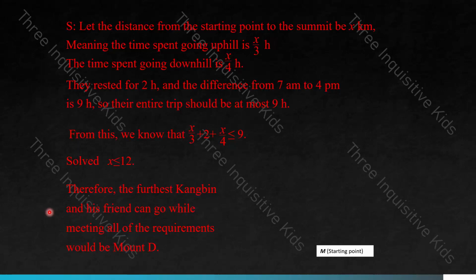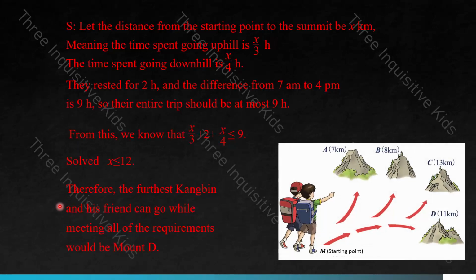And how do we know this answer? Well, our solution would be x is less than or equal to 12. And let's look at the diagram here. Which of these is less than or equal to 12, but is the greatest possible one? Well, 13 can be eliminated because that's greater than 12, which leaves us with 7, 8, and 11. And then now out of those, we want the greatest possible one, which would be D.